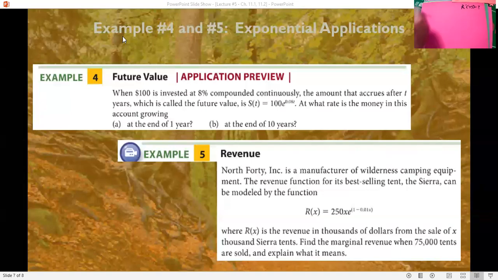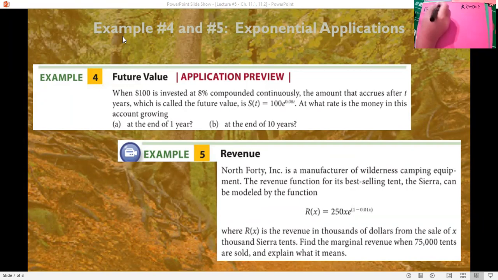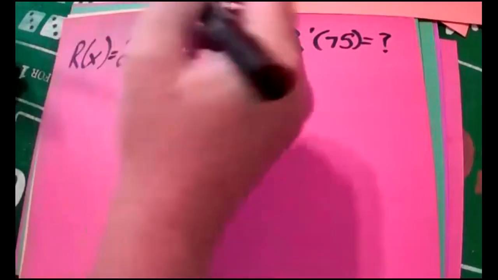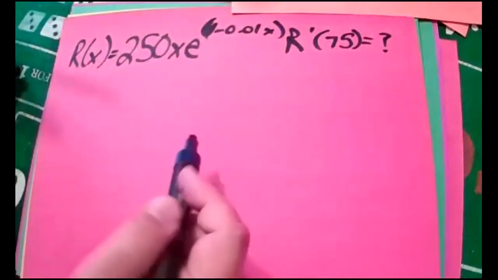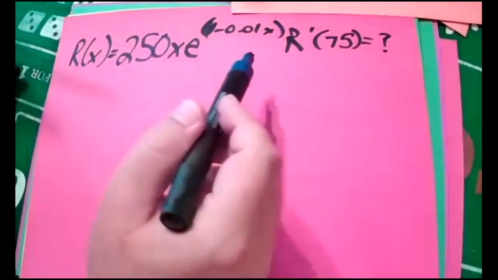First, let's write down the function. The revenue function is R of x equals 250x e to the power 1 minus 0.01x. All right. By the way, this is 1, and it's a little hard to see that.